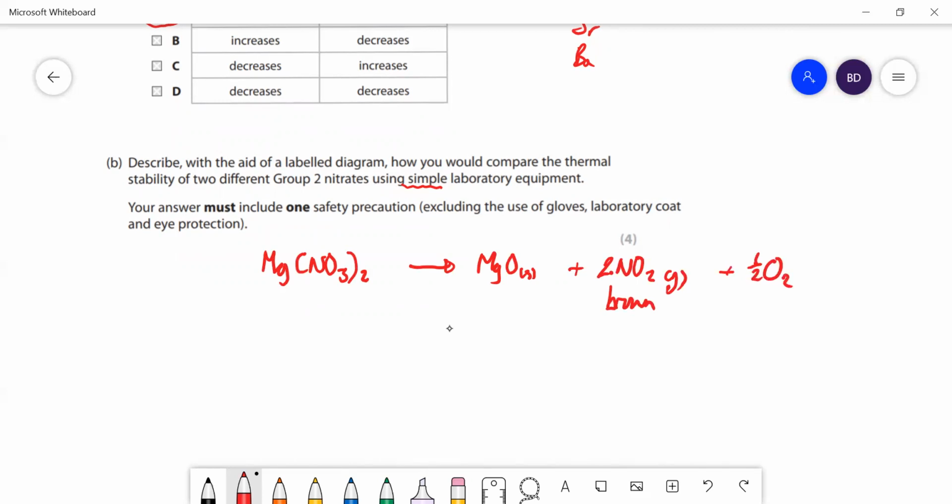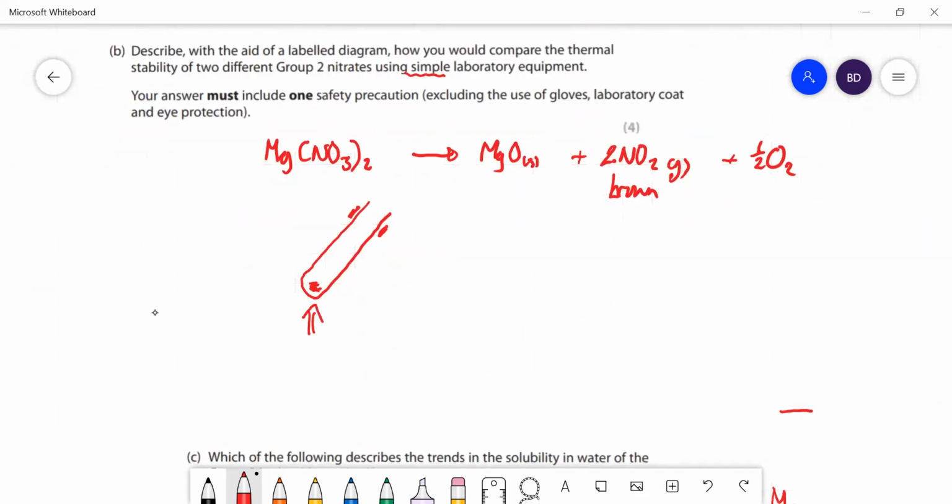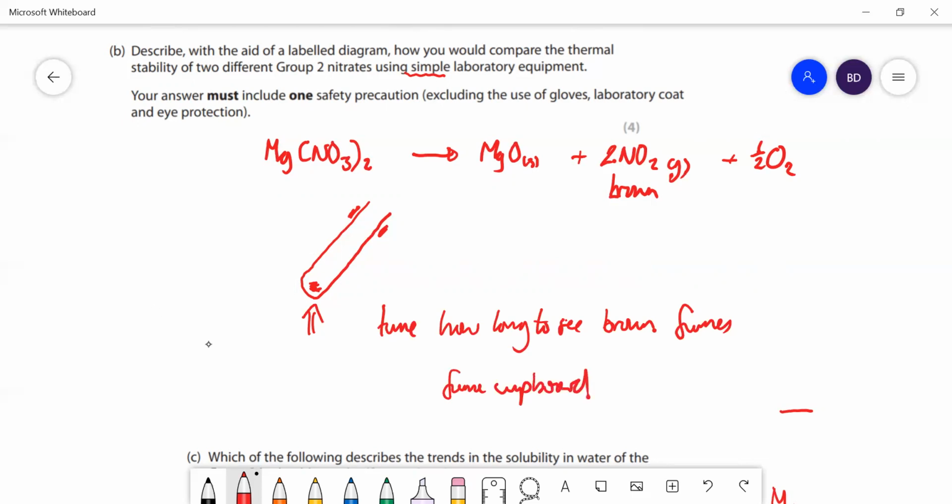What I would do is I would just simply get a boiling tube, clamp it, put some solid in there, get a Bunsen, and heat and time how long it takes to see brown fumes. Okay, to see brown fumes. And once you've got brown fumes, you know it's thermally decomposing. Okay. Right. A safety precaution. Well, NO2 is poisonous, so you must do this in a fume cupboard. That is all you need to say, I think.